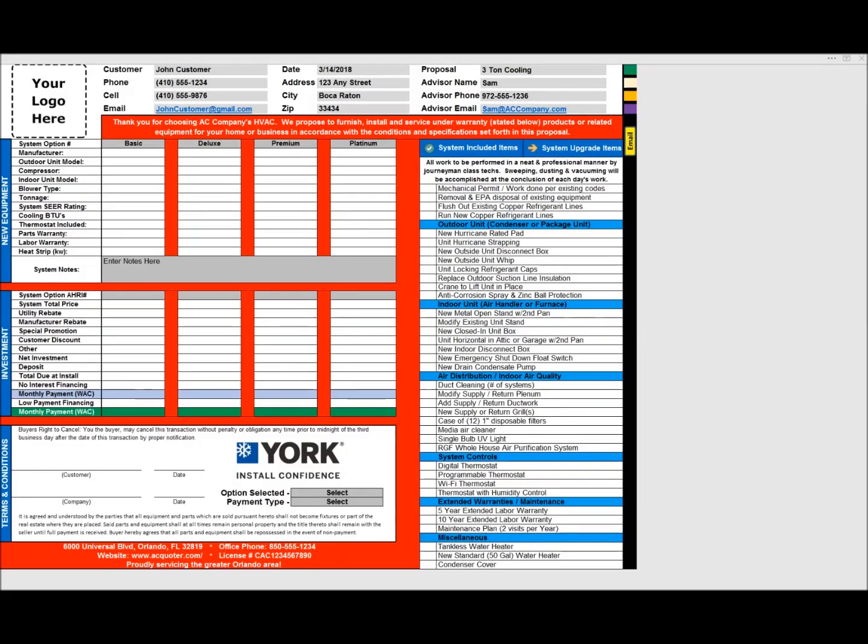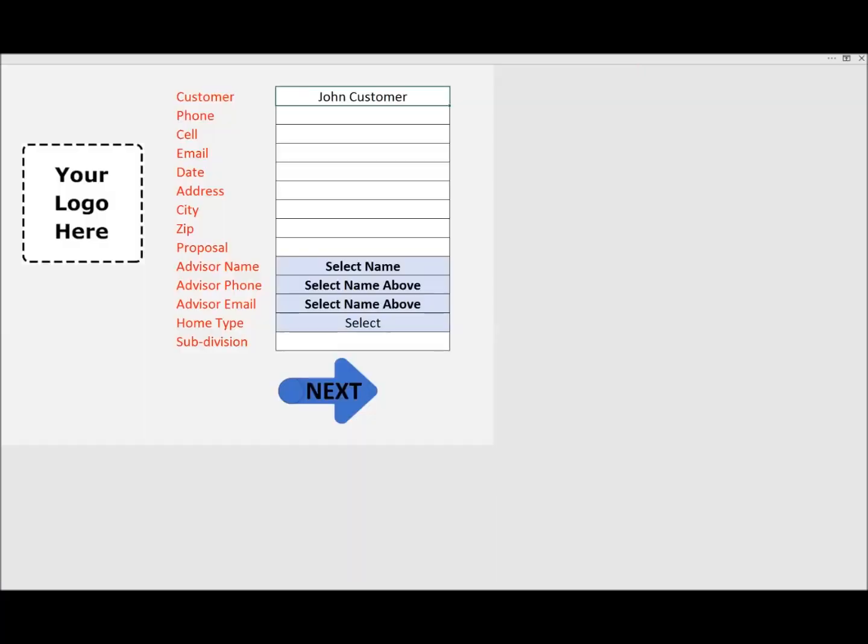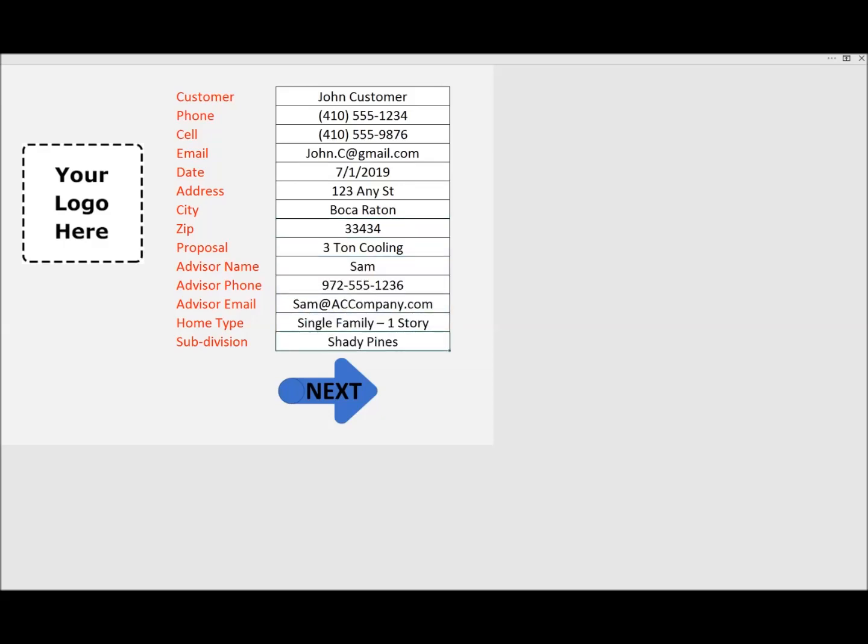In this video, we will use the AC Quoter program to build a clean, professional proposal for our customer. So let's begin. We will begin by entering in our customer's information, as well as proposal name, advisor name, home type, and subdivision. Once we are done, we'll come over here and click Next to begin building our profile.